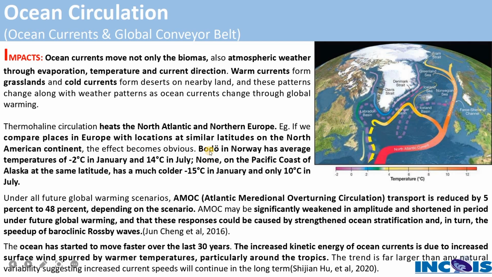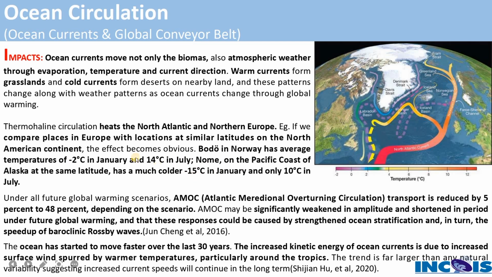In that comparison, Bodø in Norway has average temperatures of minus 2 degrees Celsius in January and 14 degrees Celsius in July. But another location at a similar latitude, Nome on the Pacific coast of Alaska, is much colder: minus 15 degrees Celsius in January and 10 degrees Celsius in July. In Bodø, the minimum temperature is minus 2 in January, but in Nome, minus 15 degrees. You see minus 2, minus 15. How drastic a change you can see.